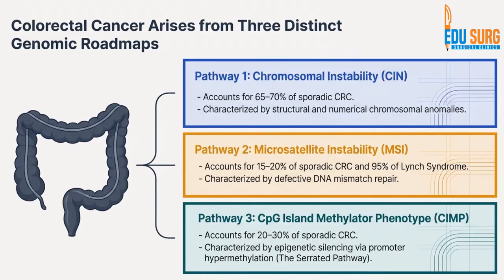The second important pathway is the microsatellite instability pathway or the MSI, which accounts for 15 to 20% of sporadic CRC and 95% of Lynch syndrome. It is characterized by defective DNA mismatch repair. And the third pathway, not commonly heard by many of our students, but it is an important pathway, gives rise to the serrated polyposis syndrome and accounts for up to 20 to 30% of sporadic CRC. It is characterized by epigenetic silencing via promoter hypermethylation.